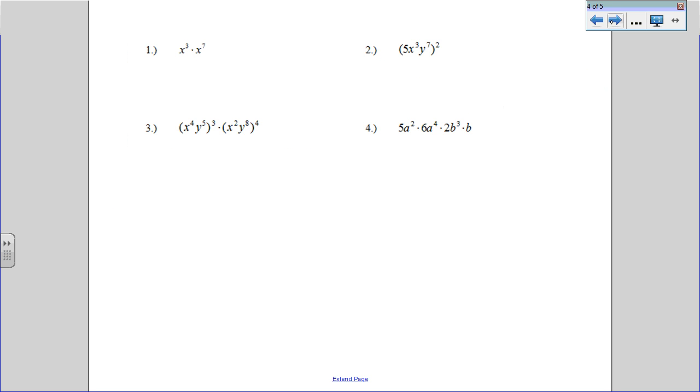So now what we're going to do is we're going to do some examples. I'm going to leave some on your own, so you're going to need to check those with someone that was here yesterday. We have x to the 3rd times x to the 7th. If you need to, write it out in long form.